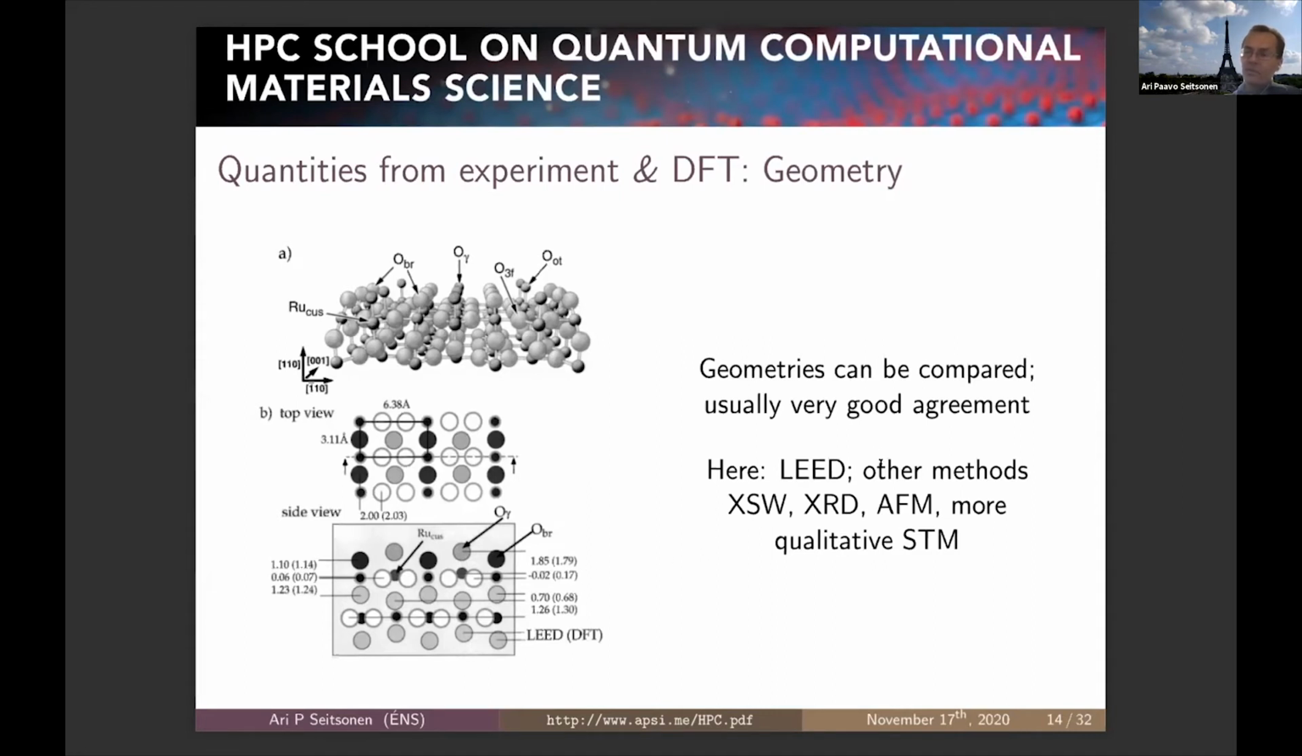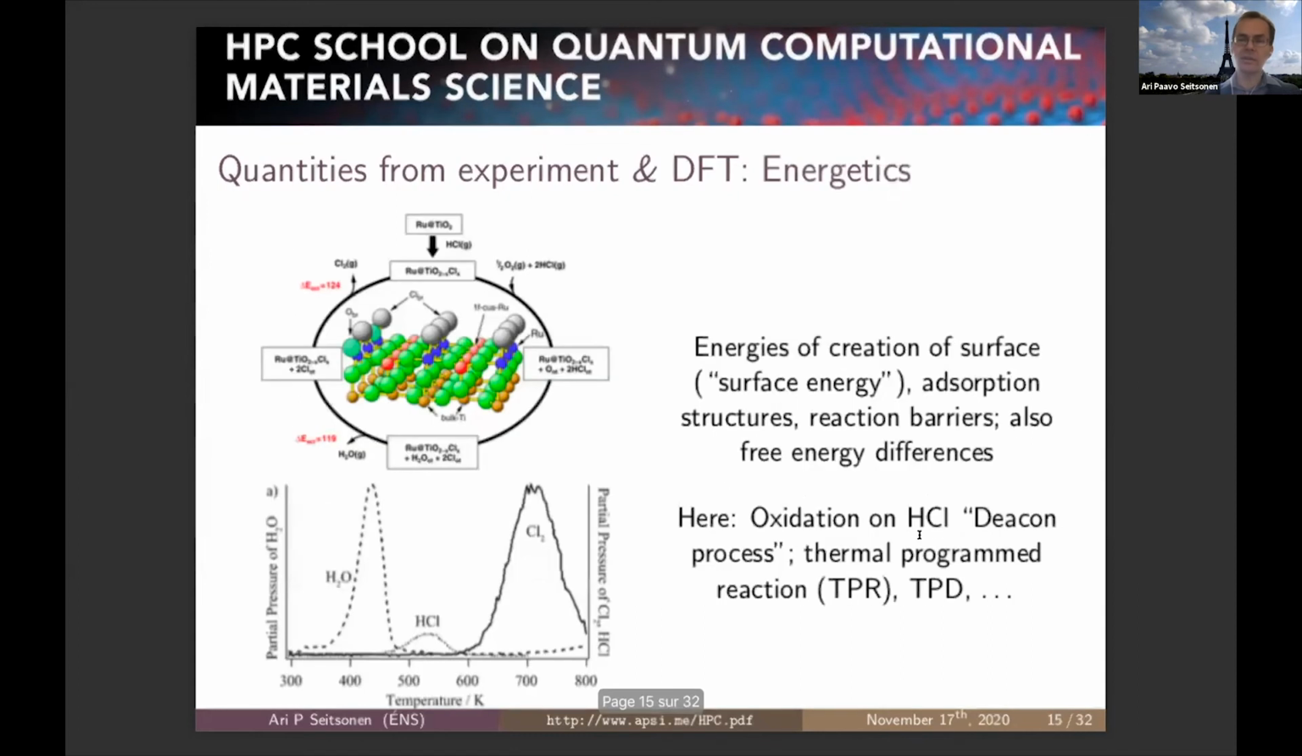Other methods, if I manage in the second part, I will mention some X-ray standing wave experiments, X-ray diffraction, then atomic force microscopy, and the STM usually cannot be compared very quantitatively, but qualitatively at least. Again, we need to model it in DFT, and then the outcome is not exactly what the experiment gives, but we can do something there.